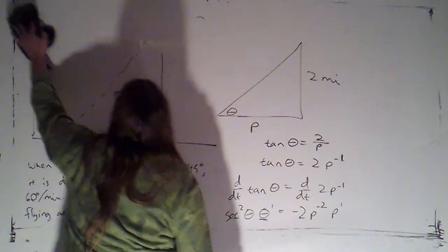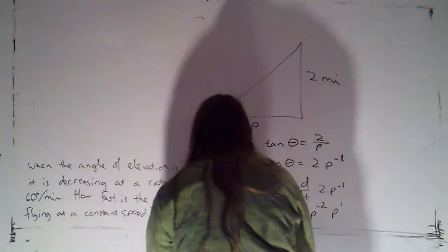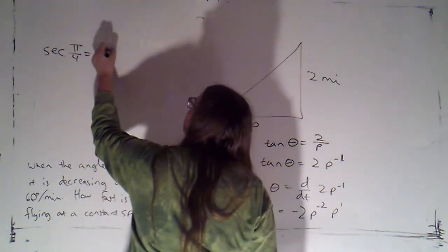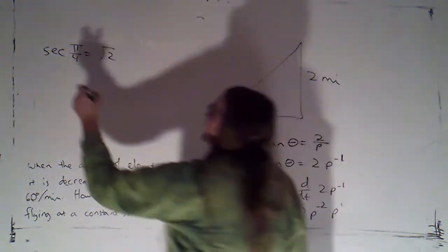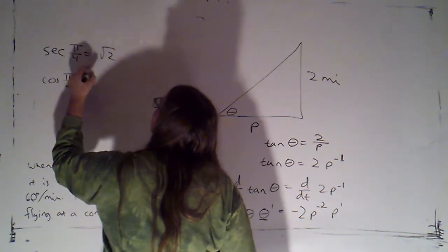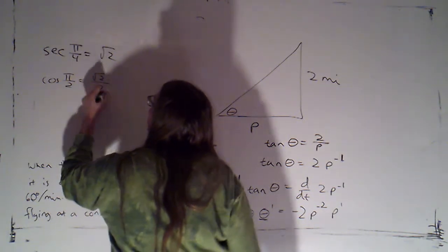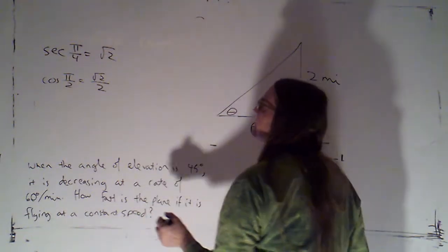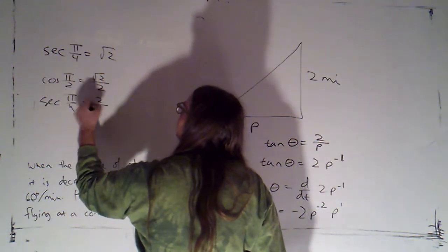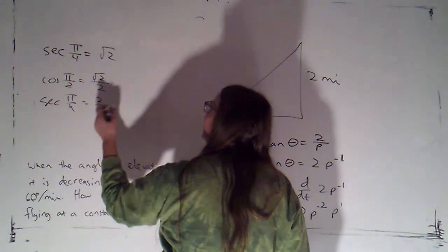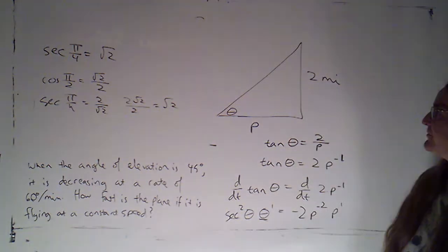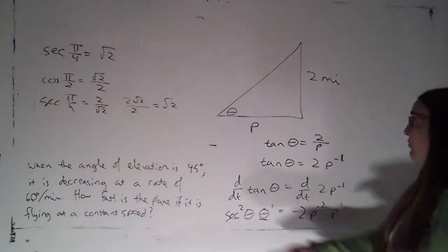Okay, so let's calculate these things. Secant of pi over 4 is actually just root 2. Okay. That's because cosine of pi over 4 is root 2 over 2. Okay. So secant would be the reciprocal of that. But if I rationalize that, I'm just going to get 2 root 2 over 2, which is root 2. So secant of pi over 4 is root 2. That's going to mean secant squared is actually 2.